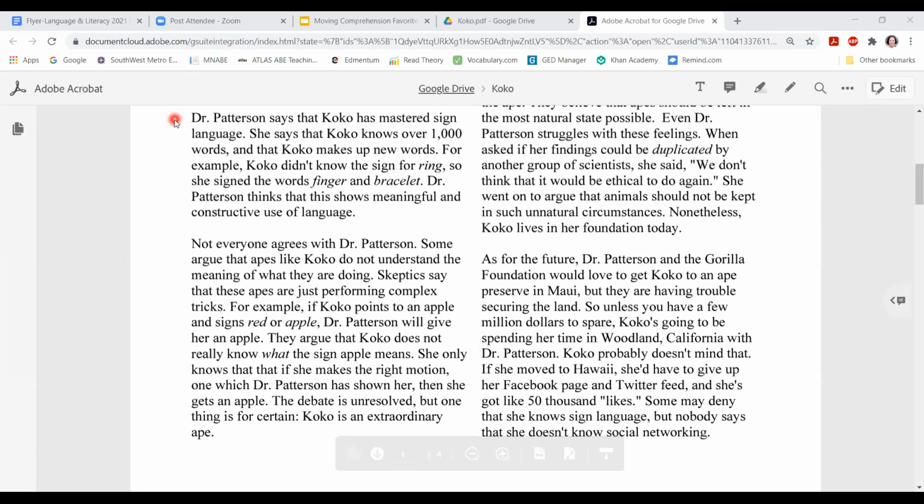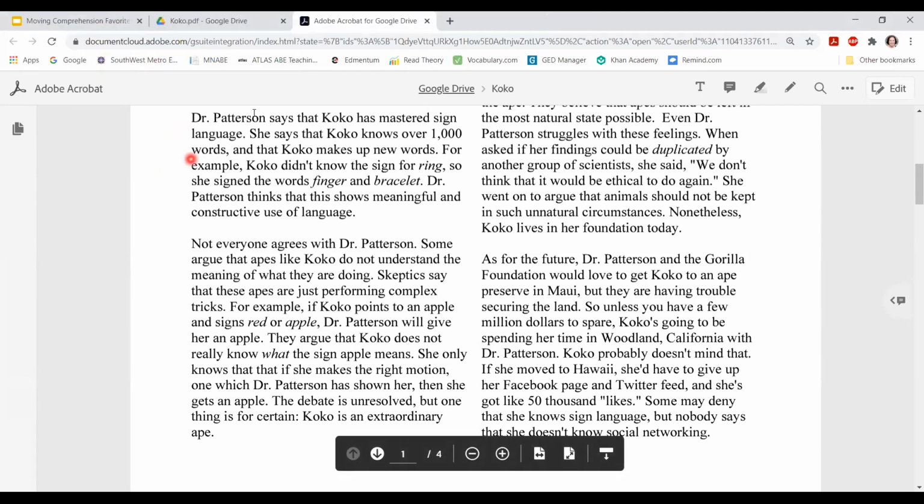Dr. Patterson says that Coco has mastered sign language. She says that Coco knows over 1,000 words and that Coco makes up new words. For example, Coco didn't know the sign for ring, so she signaled the words finger and bracelet. Dr. Patterson thinks that this shows meaningful and constructive use of language. Not everyone agrees with Dr. Patterson.